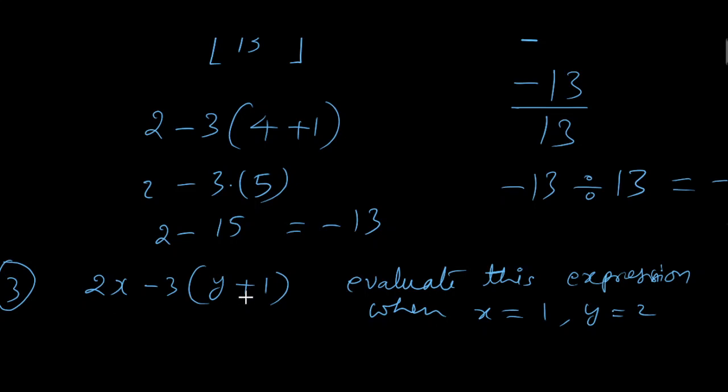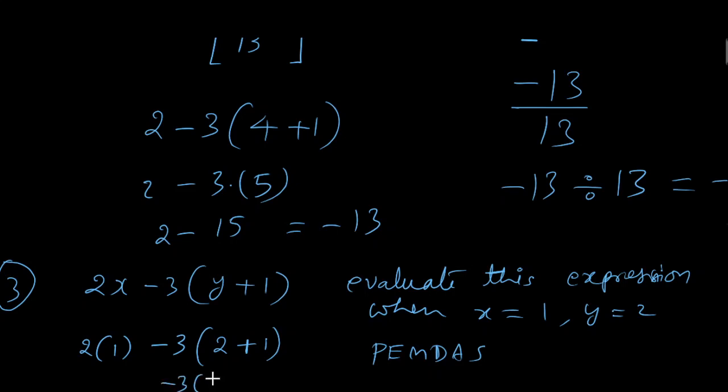So when we have variables and we want to evaluate the expression, we should substitute the values for the variables. Wherever x is there, we should substitute 1. Wherever y is there, we should substitute 2 first. So 2 times x, which is 1, minus 3 times y plus 1, where y equals 2, so 2 plus 1. Now we should use PEMDAS once again. We should evaluate the parenthesis first. So 2 plus 1, that is 3.